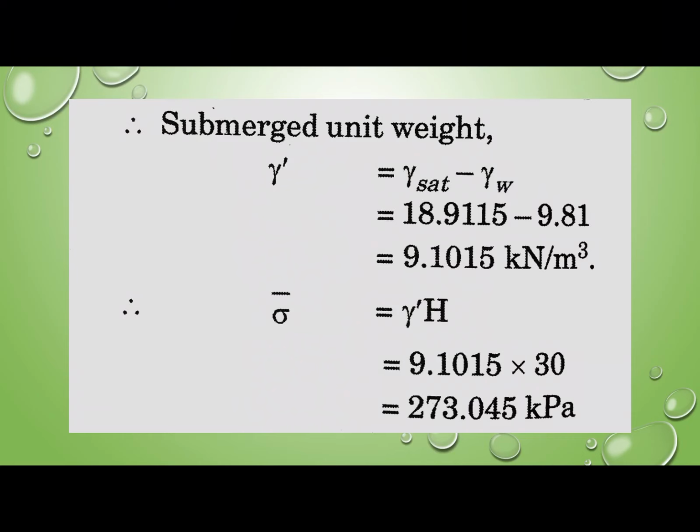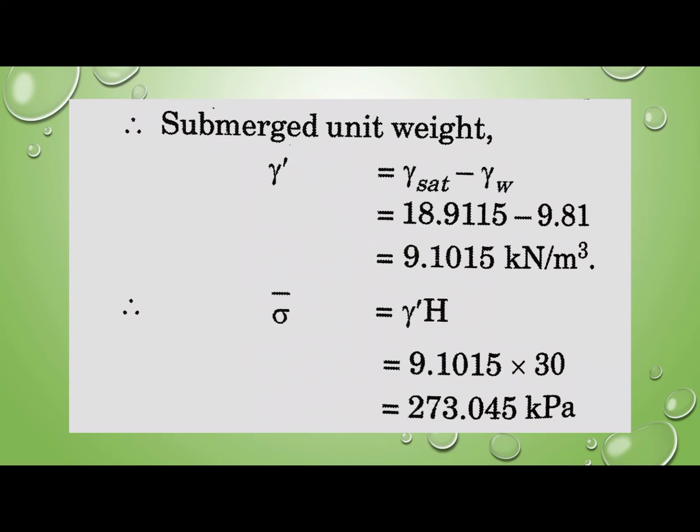Why we have to find it out is that we have to find the effective stress. So the effective stress formula is gamma dash into H. Gamma dash is the submerged unit weight. So what is the submerged unit weight? It is gamma saturated, which is the saturated unit weight, minus the unit weight of water, which is gamma w.